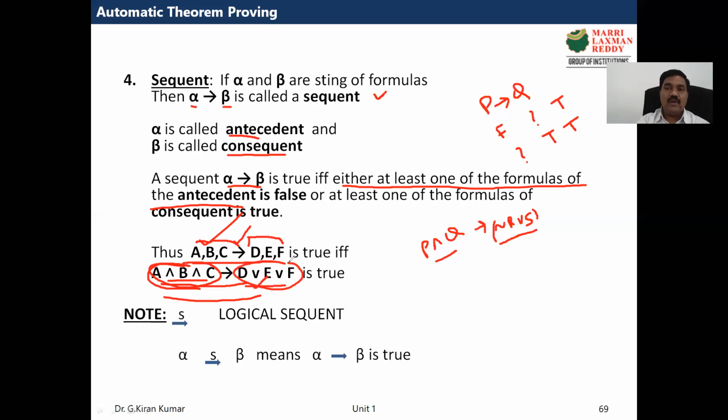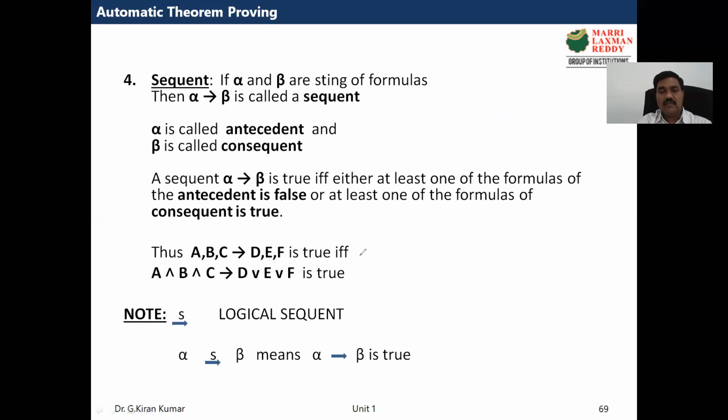So for this sequent, this is the equivalent implication form. Hope you understand the difference between sequent and implication. For a sequent, the left hand side is a string of formulas, and the right hand side is a string of formulas. Whereas for the implication, the left hand side is a proposition or propositional function, and the right hand side is a proposition or propositional function. And for this sequent, this is the equivalent implication. So we say this is true when this is true.